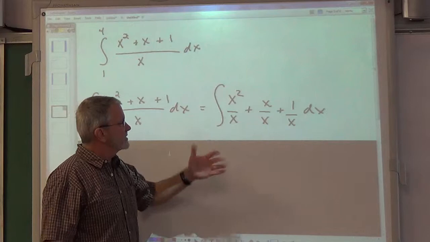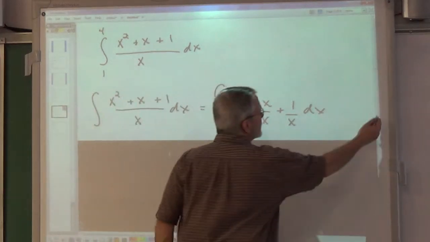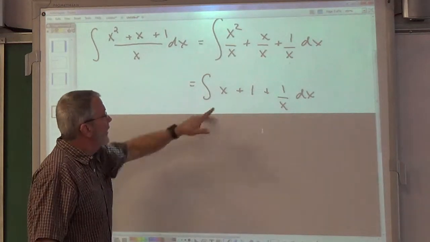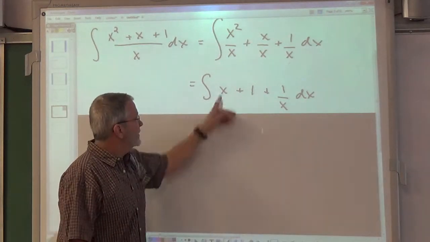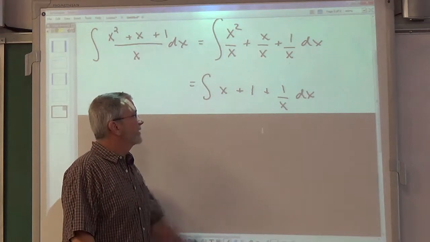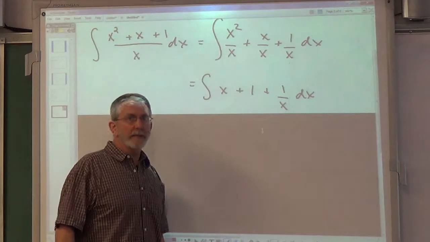X squared over x is simply going to be x. X over x is simply going to be 1. So that's going to be x plus 1 over x. And now this is a very simple thing to anti-differentiate. The antiderivative of x is going to be x squared over 2. The antiderivative of 1 is going to be x, and the antiderivative of 1 over x is ln of absolute value of x.